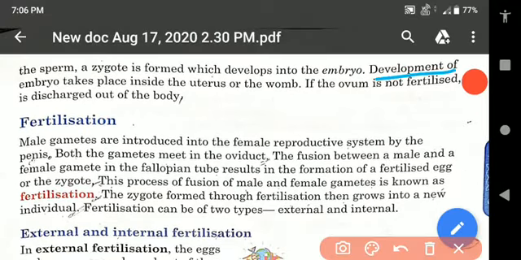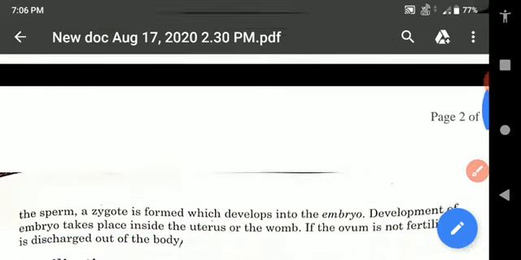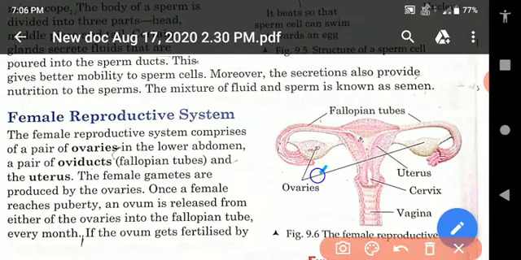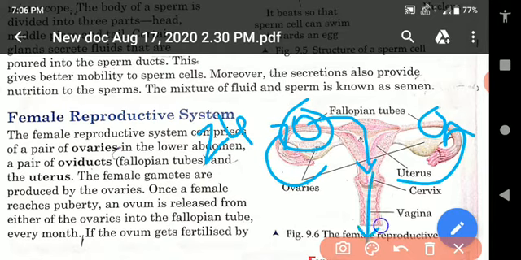So the development of the embryo takes place inside the uterus or the womb. The uterus is also called the mother's womb. If the ovum is not fertilized, it is discharged out of the body. So what would happen? Every month the ovum is released, and in young ladies who are not married, the ovum does not get fertilized. So what would happen to these ova? Within 24 hours they die, and after they die they are released through the vagina during menstruation in the female.